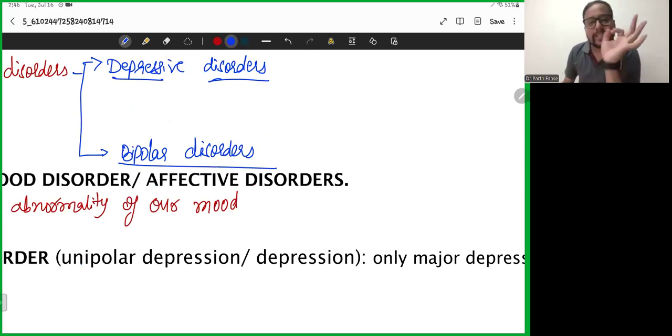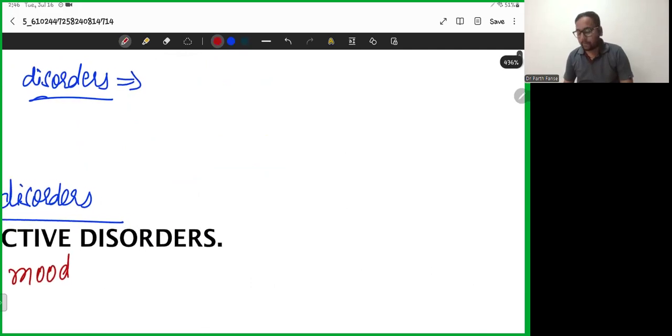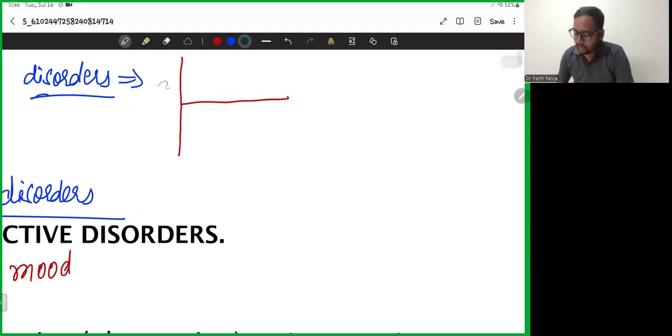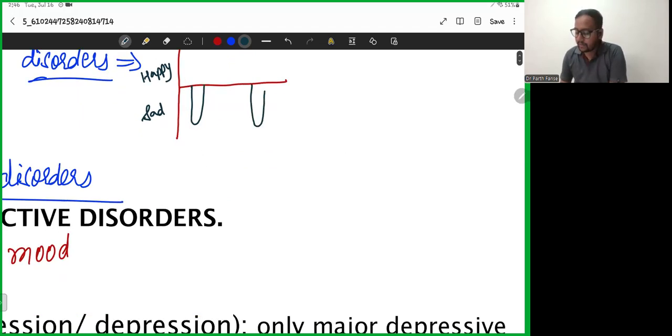We know very well that in depressive disorders, a person may always feel sad. Between two attacks of sadness, the person will be normal. If we talk about the graphical representation, consider this to be the happier side and this the sad part of depressive disorder. When there are two attacks, the time period between two attacks of sadness, the person will be normal. I'm not saying happy, I am saying normal.